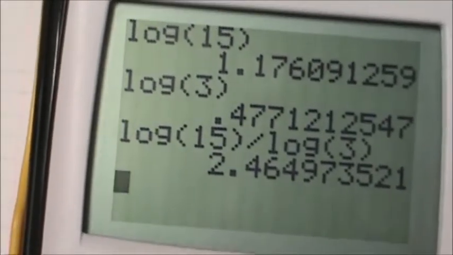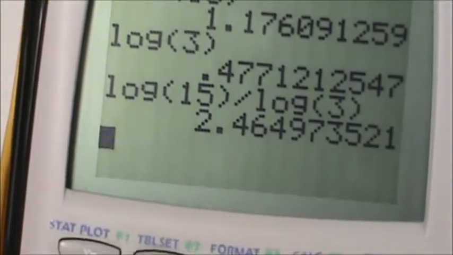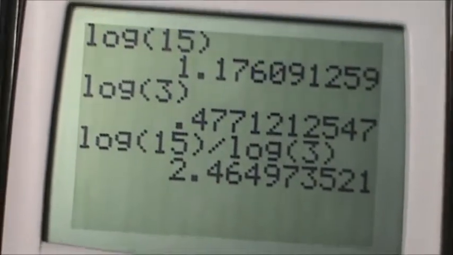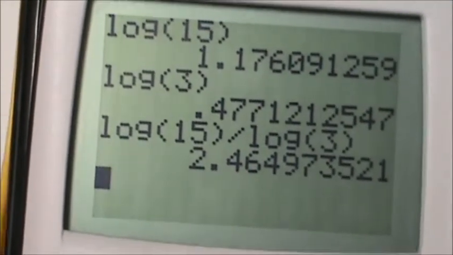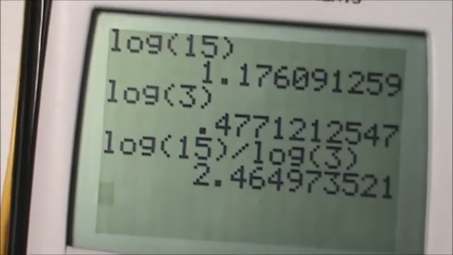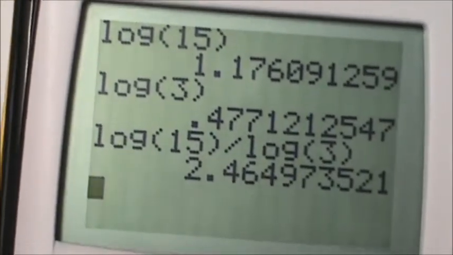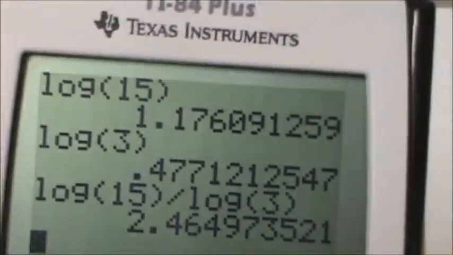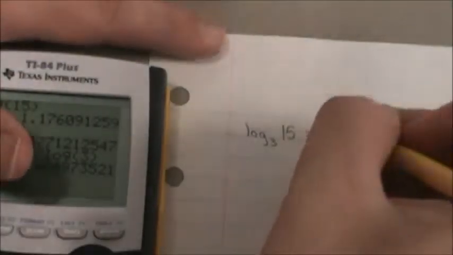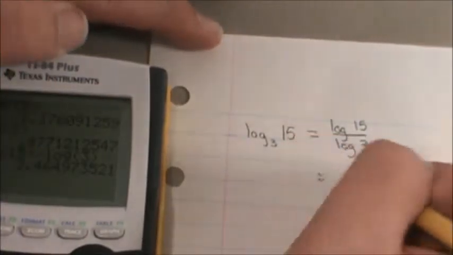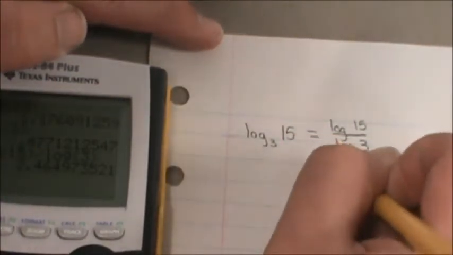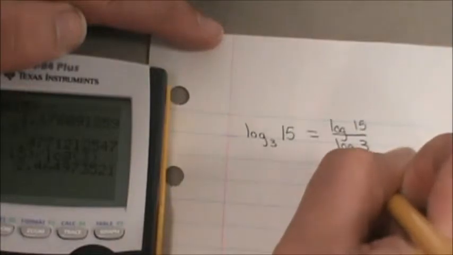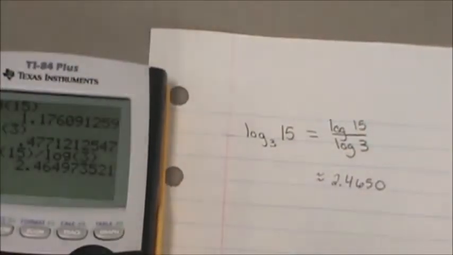2.464973521. But since I mentioned we were rounding to 4 decimal places, just round that to 2.4650, because the 7 will round the 9 up to a 0, which will round the 4 up to a 5. So the equivalent value for log base 3 of 15, or approximate value, is just 2.4650.